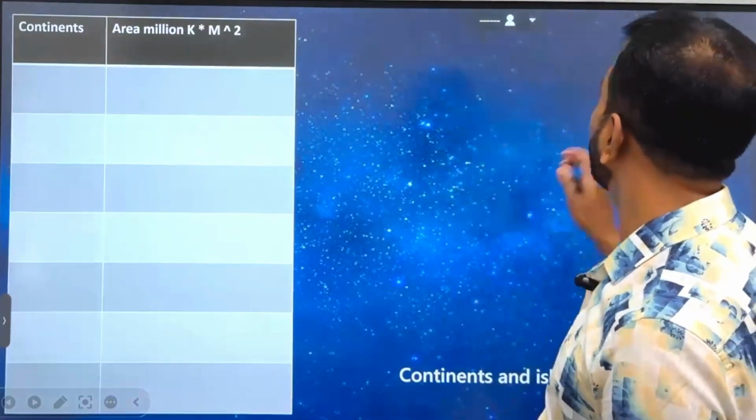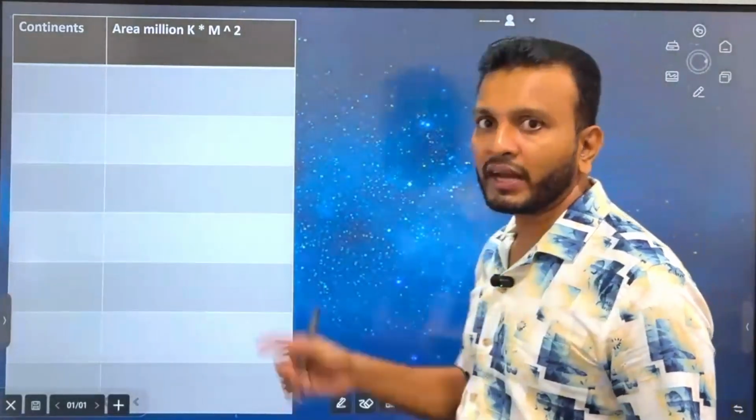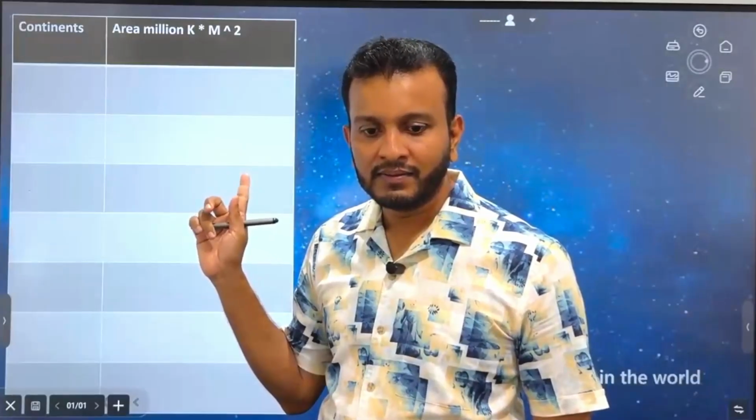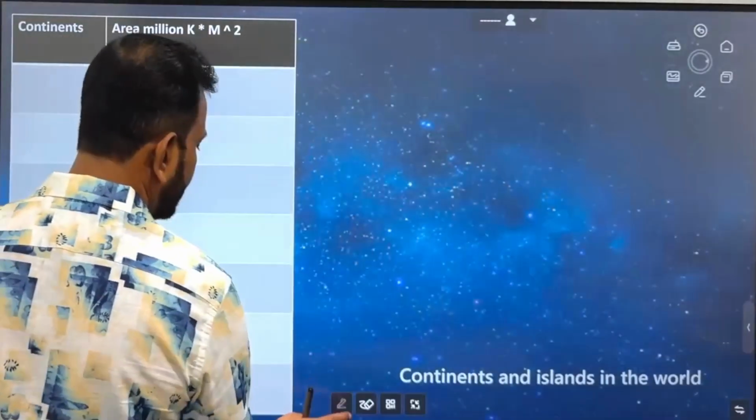Continents and area in million kilometers. Did you write this, Puti? Make up the name. Yes.